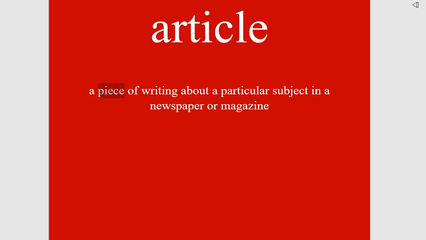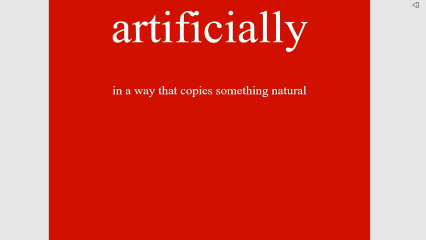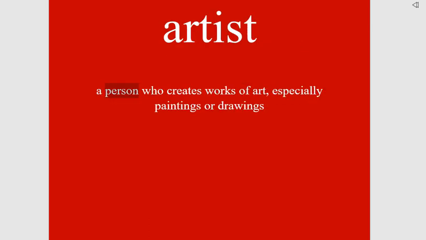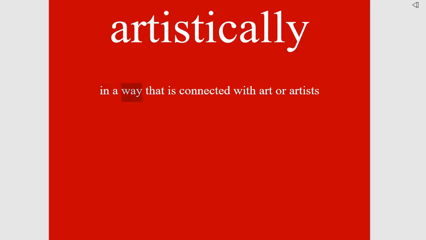Article. A piece of writing about a particular subject in a newspaper or magazine. Artificial. Made or produced to copy something natural, not real. Artificially. In a way that copies something natural. Artist. A person who creates works of art, especially paintings or drawings. Artistic. Connected with art or artists. Artistically. In a way that is connected with art or artists.